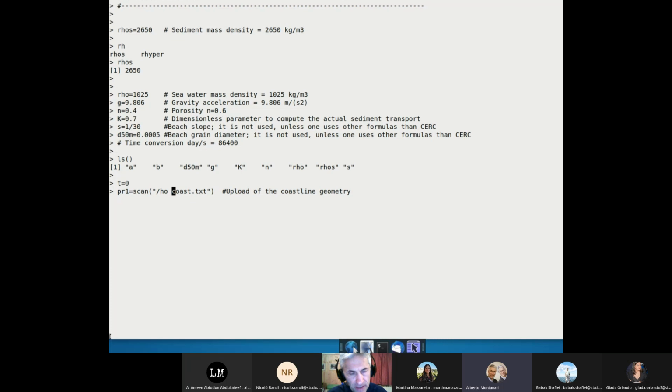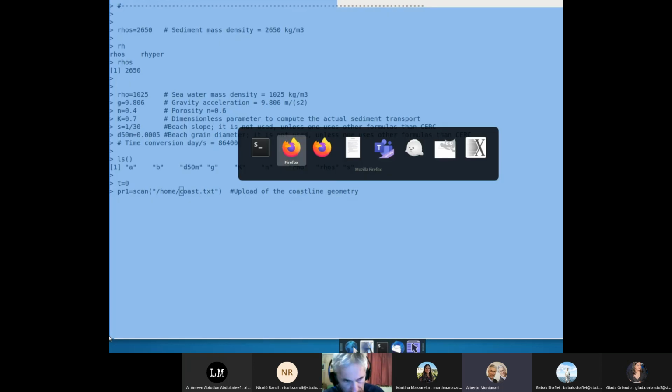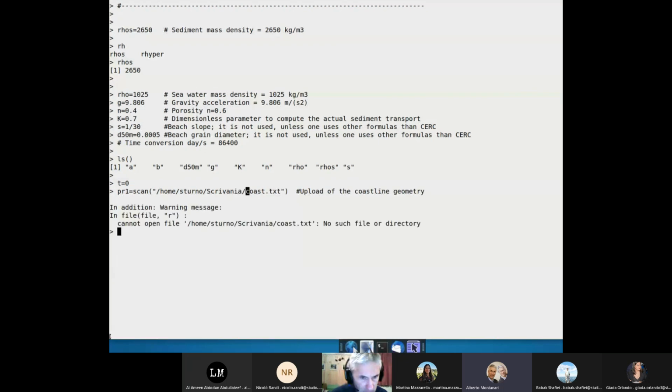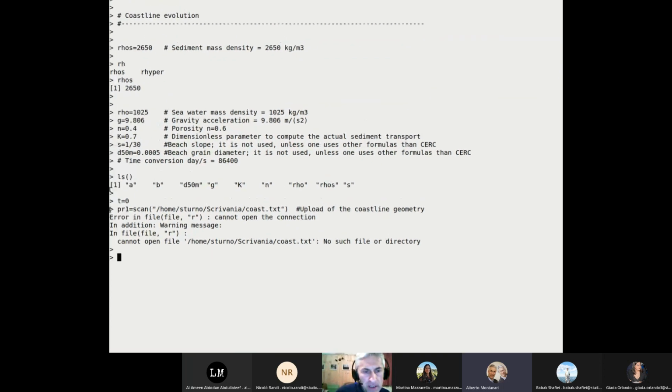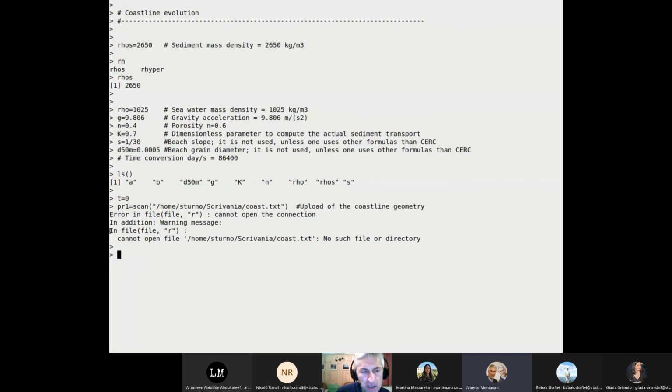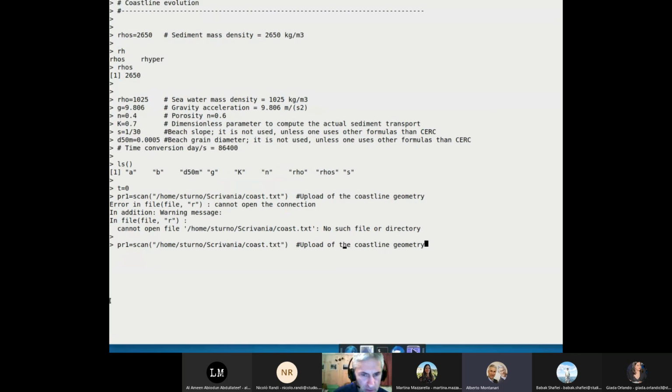You can try to move forward to check if the file is uploaded. Let me see if it works. You see, this error that I got is due to the fact that the file was not saved in the working directory, so it cannot find it. So let me now change the working directory. Just 1 second.